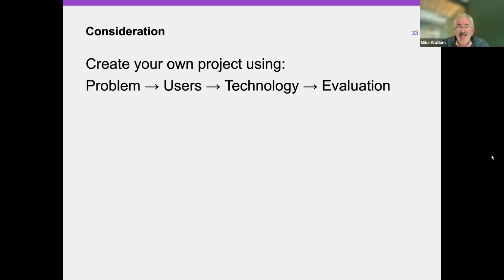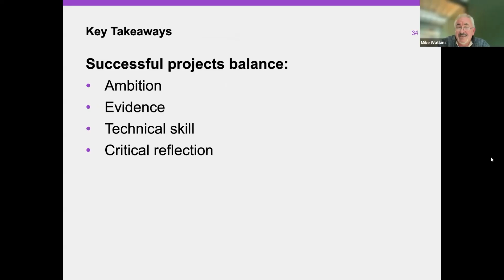So the thing is, think about the problem, think about the users, think about the technology, and think about how you're going to evaluate that type of project. Next slide, please. So as a key takeaway, try to think about what is ambitious to you. How are you going to evidence what you're interested in doing? What sort of technical skills do you need or do you have? And then what are your critical reflections? So those are the key elements when you're thinking about the project. Last slide, please.